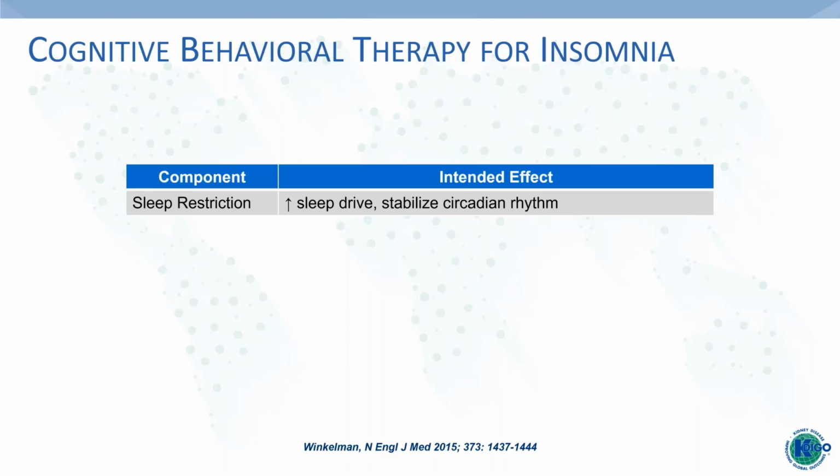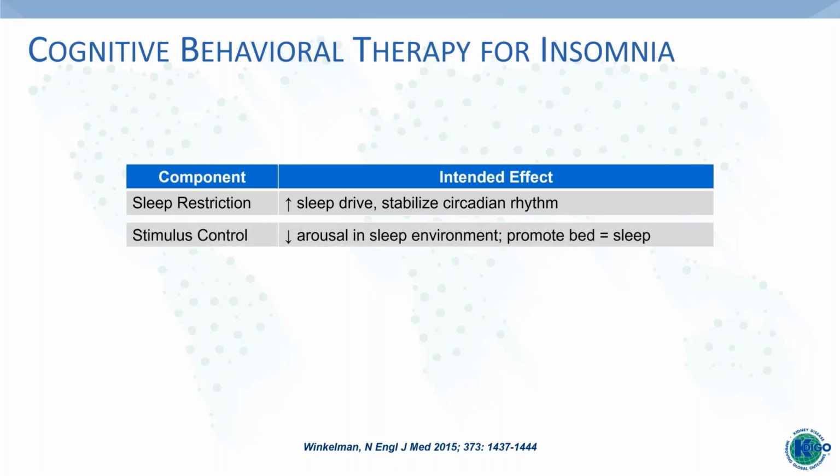Essentially, don't try to be in bed for so long, try to be up and about so that you feel tired, so that there is an increase in sleep drive. The second component is stimulus control, so that you decrease arousal in the sleep environment. What that means is you shouldn't have a bright screen of a TV, your phone, or your iPad. And particularly if you're watching a movie, it shouldn't be something that is arousing you in terms of your emotions. The goal is to control the stimulus to promote the concept that once you are in bed, it is to sleep.